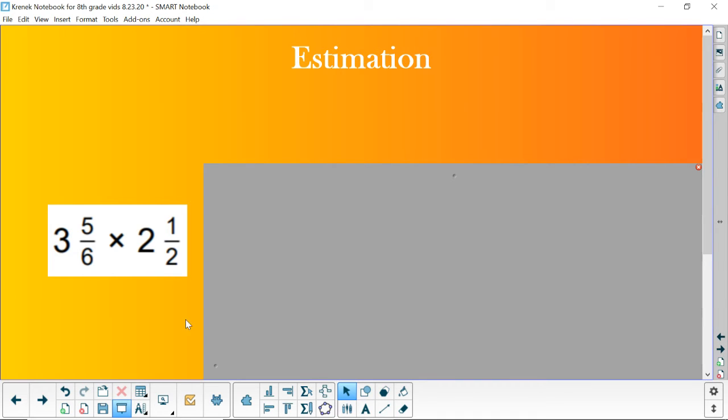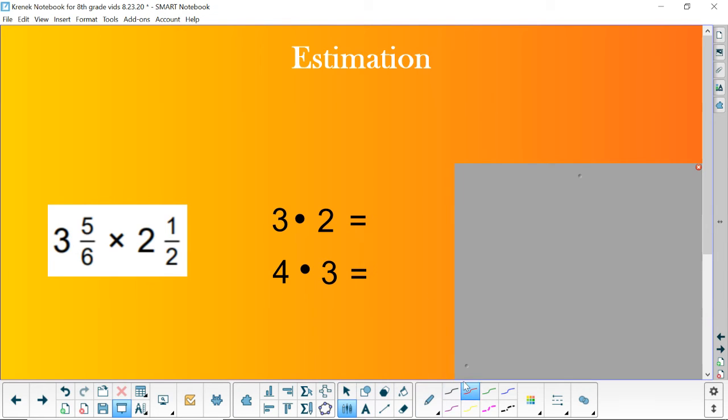So let's take a look at this one. I have 3 5/6, which is pretty close to 4, and I'm multiplying by 2 1/2. So I have 3 5/6, and I want 2 1/2 of those. So let's use that estimation. 3 wholes times 2 wholes. We'll start with that. And then if I round up to 4 wholes and round that up to 3 wholes, let's see what our answer is going to be between.